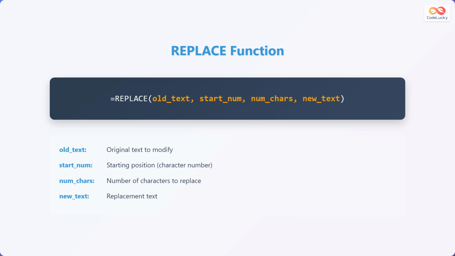Start_num is the position of the first character you want to replace. Num_chars is the number of characters you want to replace. New_text is the replacement text.